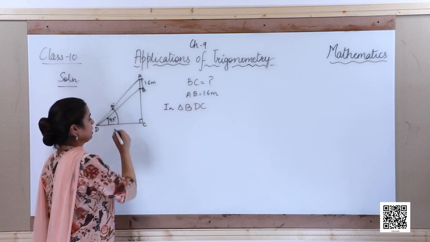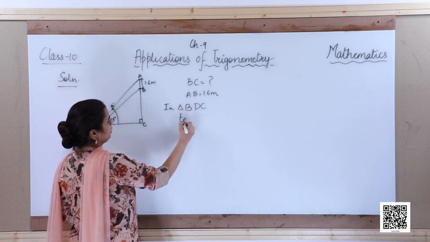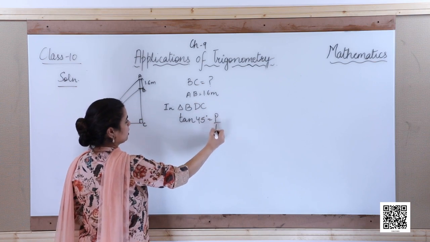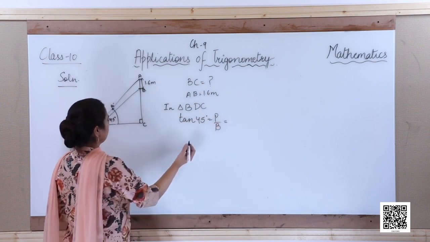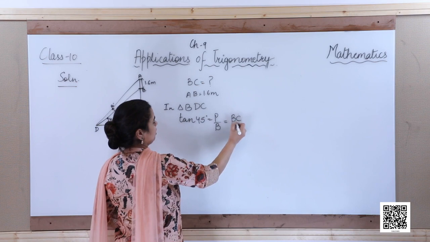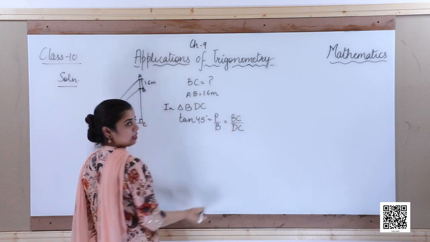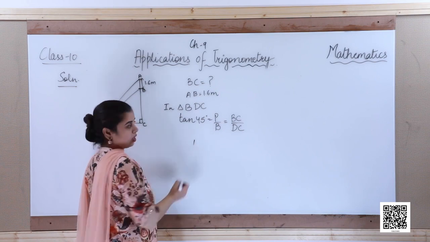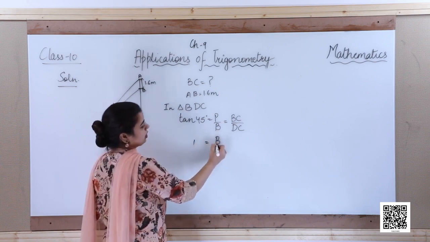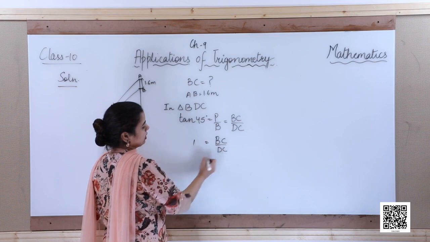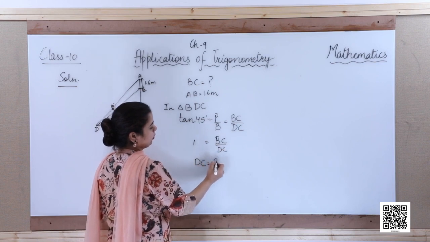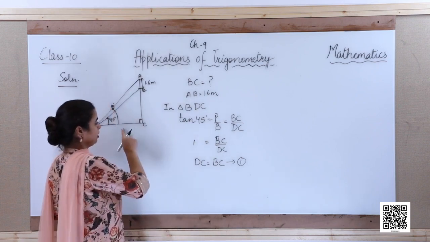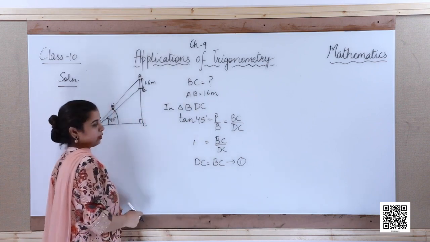In triangle BDC, tan 45 degree will be equal to perpendicular upon base, right? Which is equal to BC upon DC. So what is the value of tan 45 degree, children? It is 1. So 1 is equal to BC upon DC. So I can say that DC is equal to BC. So I write this as statement number 1. This DC is equal to this BC.